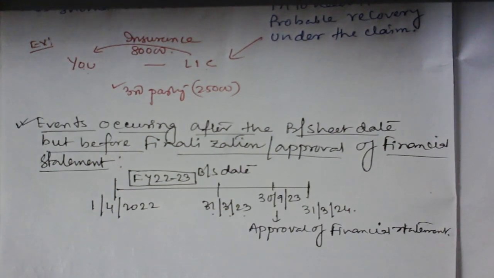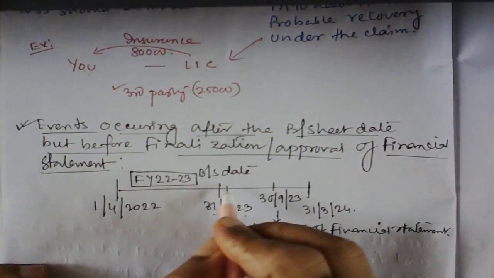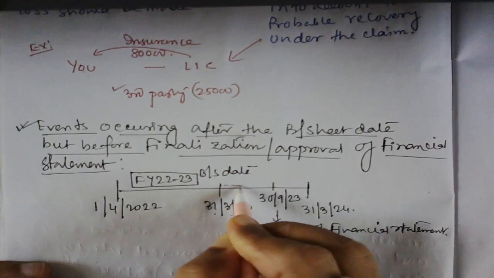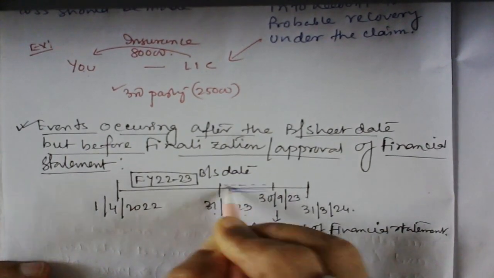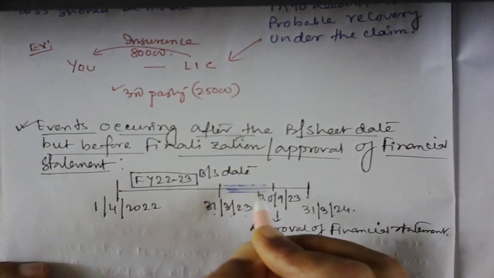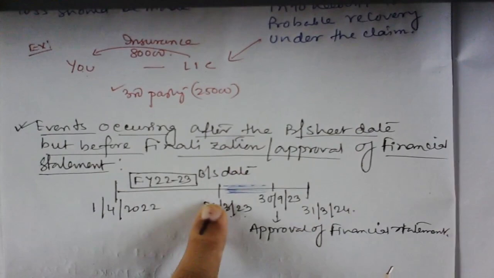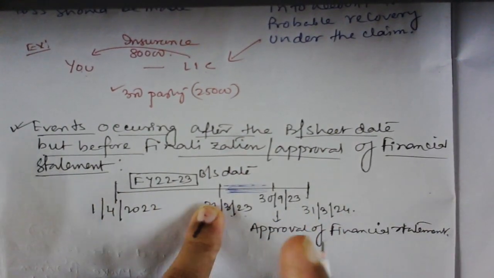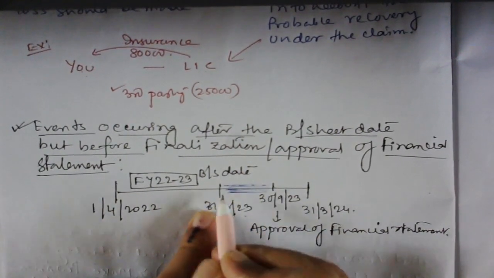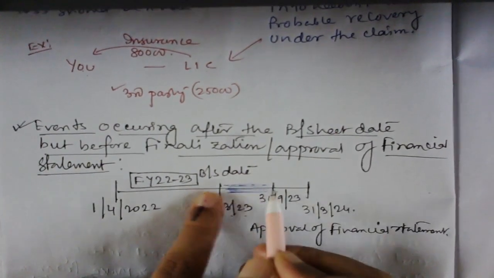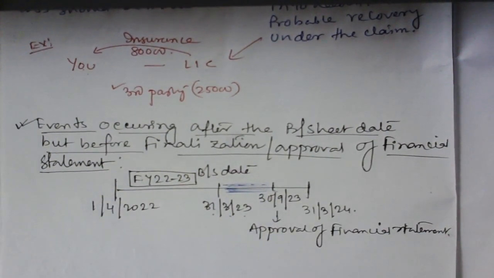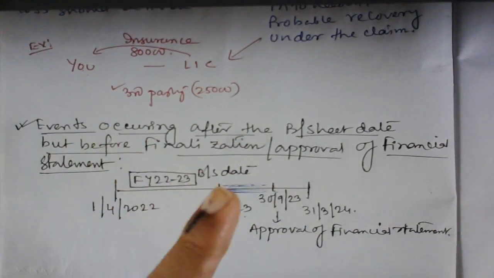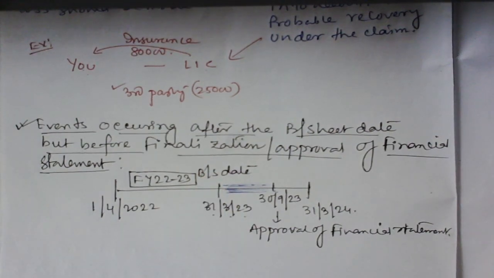So, mujhe ek cheez yaad rakhna hai, sir. In between this period, dekhe, main isko yahan pe likh raha hoon. In between this period, you need approval. It means the event was already existing at the balance sheet date, but the event actually happened in between these two periods. But the situation already exists at the balance sheet date.